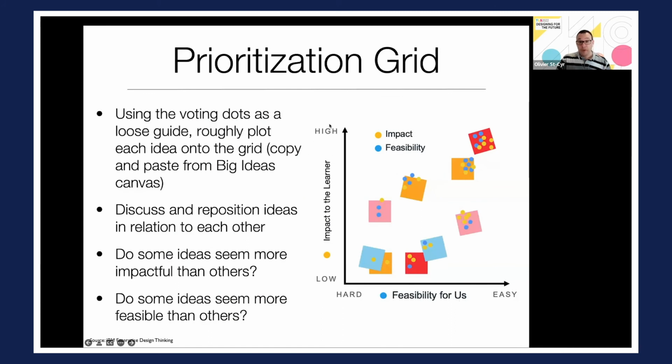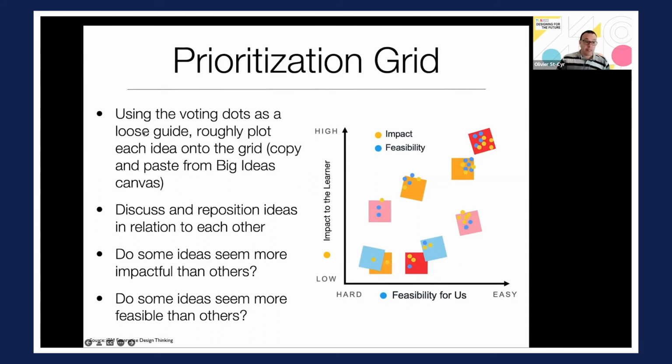The next step, which we'll do this afternoon, so we'll do some of the work for you, and I'm just showing it to you so that you get a sense of the process, is to put the ideas in a prioritization grid. At the bottom, we're going to have feasibility, low feasibility to high feasibility, or hard to easy. And we're going to have impact to the learner, from low to high. We're going to take these ideas, and the ones that have a lot of impact and a lot of feasibility dots, we're going to put in the top right corner. The ones that have the least impact and feasibility dots, we're going to put in the bottom left corner. And we're going to plot those ideas like that.